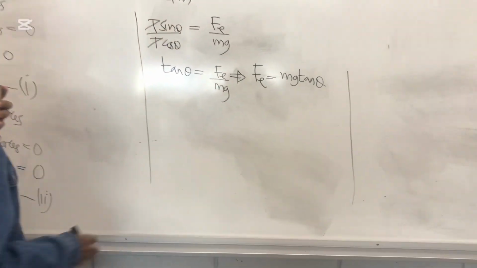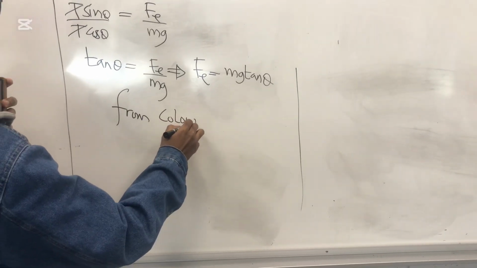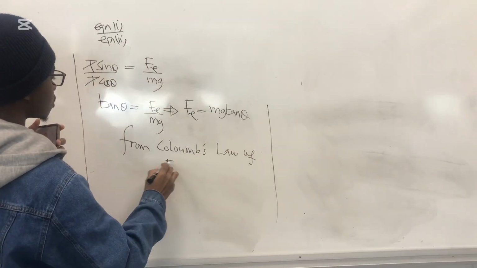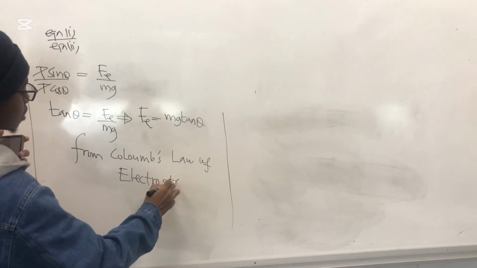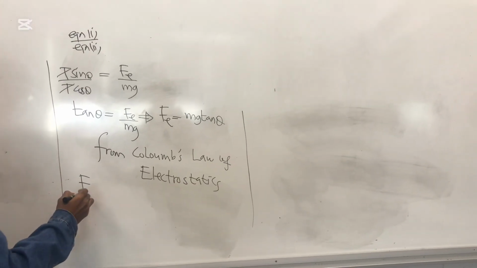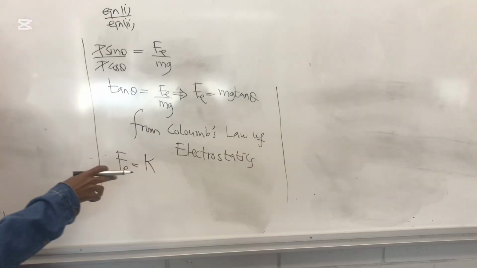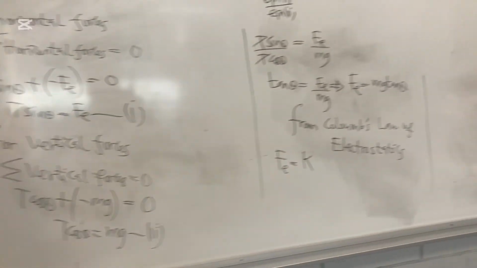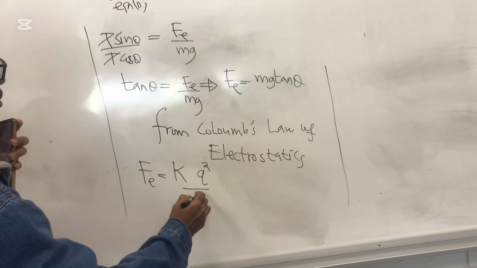But we also know that from Coulomb's law of electrostatics, which says that if you have two charges, the force between the two charges, which is Fe, will be equal to the electrostatic constant K times the product of their charges. But because the charges are the same, Q and Q, we can just write K times Q square, so that Q1 times Q2 will just be Q square over R square.